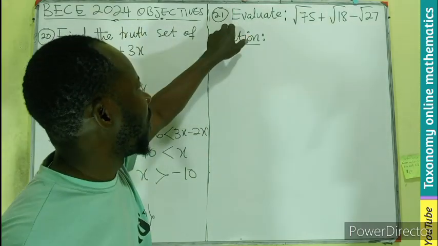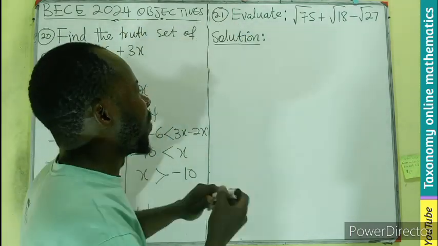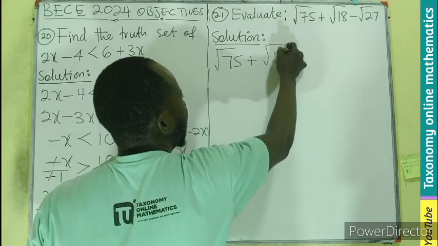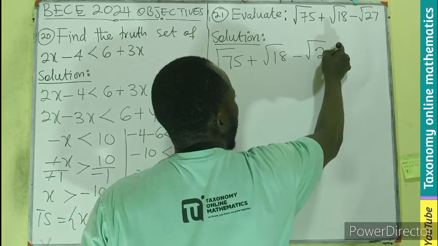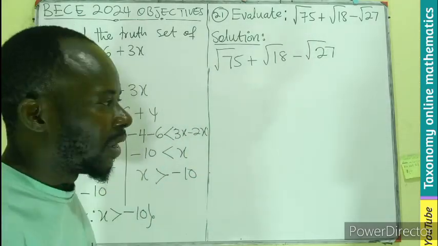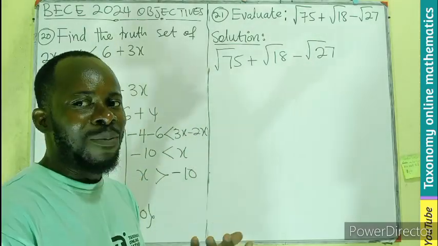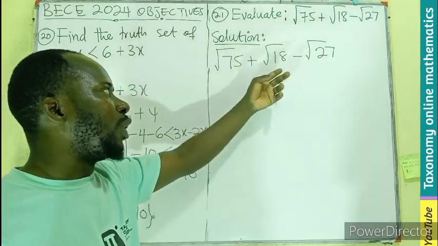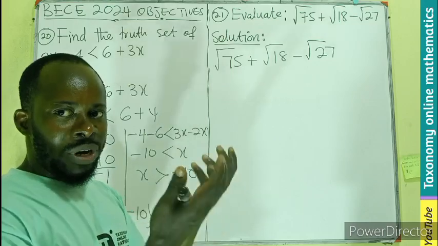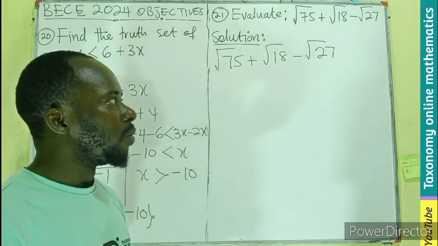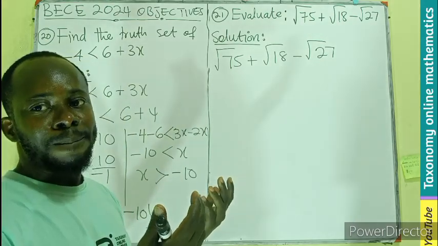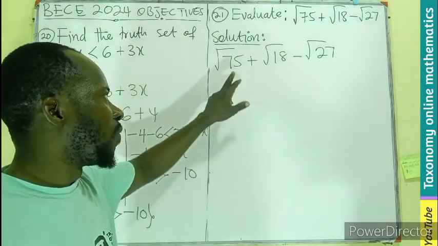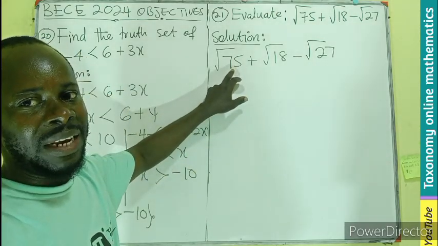Question 21, we have to evaluate the root of 75 plus the root of 18 minus the root of 27. Now, in surds, we only add numbers that have the same number under the root. So it means we need to reduce these numbers to their minimum form, preferably a prime number or a product of what? 2 prime numbers. So first of all, I can use 2 to divide.